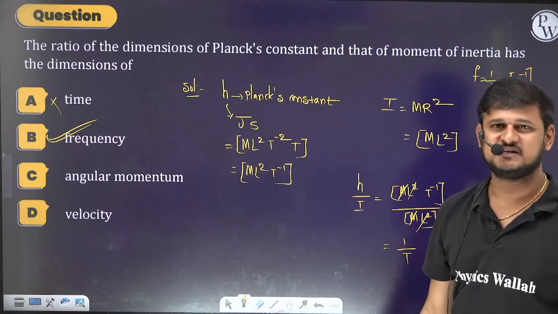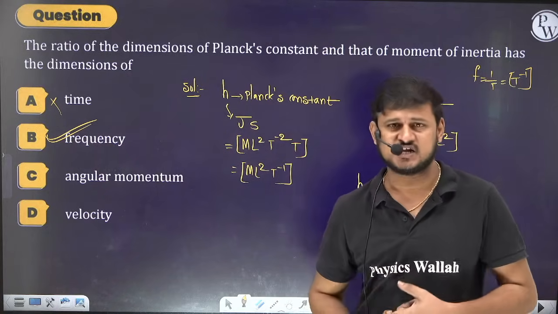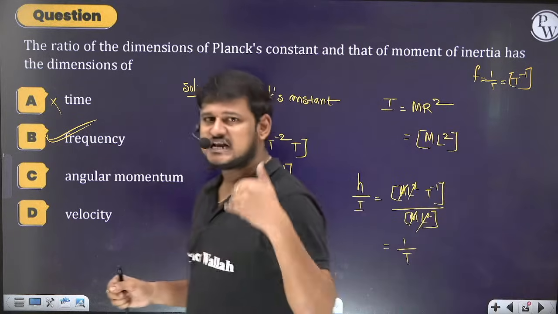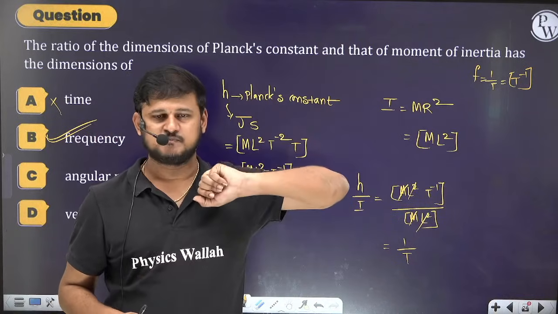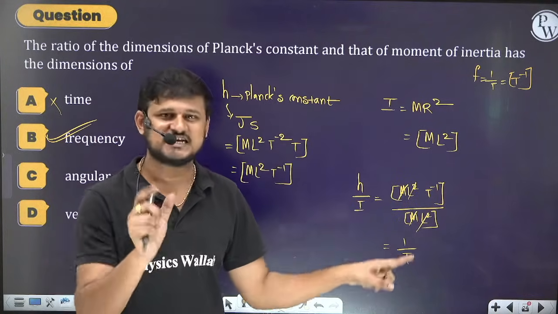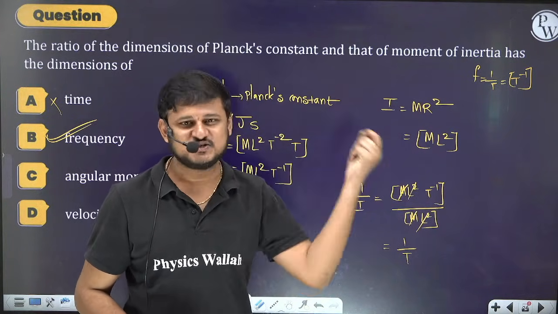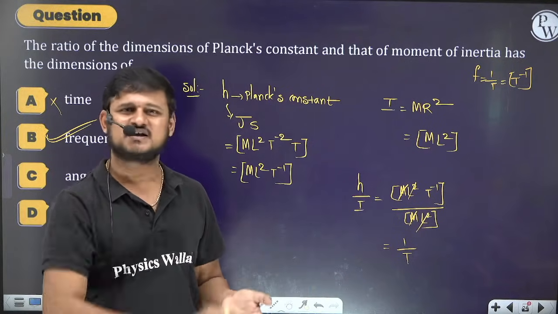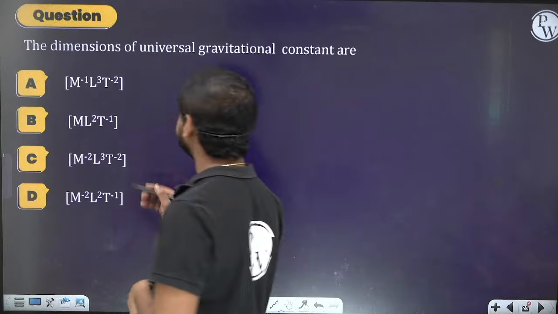So the ratio of Planck's constant to that of the moment of inertia will have the dimensions of frequency. You guys are understanding, right, how to solve the questions and how to do the dimensional analysis. Here formulas play a crucial role. As the classes progress and we cover the chapters, you will understand the formulas. But as of now, you just have to learn the formulas by heart, since you are studying the first chapter. Once we cover those chapters, automatically you learn. Done? Chalo, next. Let's move further.